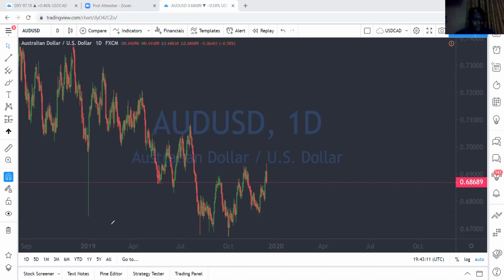Okay, now let's send the chart. Don't worry, we are going to look at Euro, NZD, and GBP. Come back for the second half. Our time is almost up for this. We'll come back for the second half. Now, let's see what this chart is talking about.